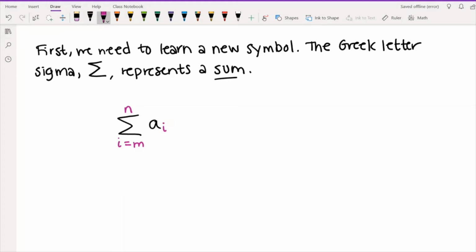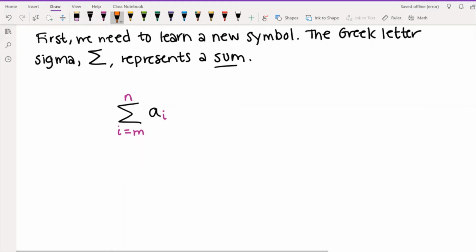So what does this mean? This basically means that you're taking whatever you see here. So this thing here, this is what you're adding up. So you're going to be adding up a bunch of terms, basically. And those terms are going to come from this A sub I.